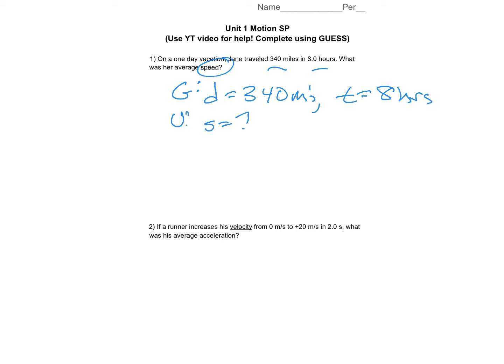So I'm going to skip through our equation. Back over here, our first problem. It says on day 1, Jane travels 340 miles in 8 hours. What's her average speed? So G for given. And I'm going to use D since I know I'm going to do speed. But again, you could do either. She's going in one direction. It doesn't matter. T is 8 hours. And our unknown in this case is S equals question mark.